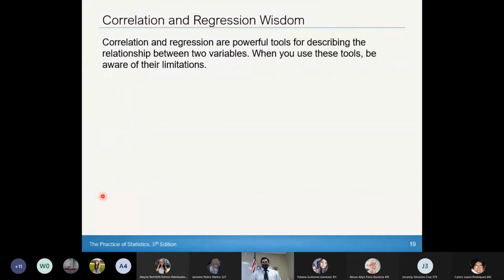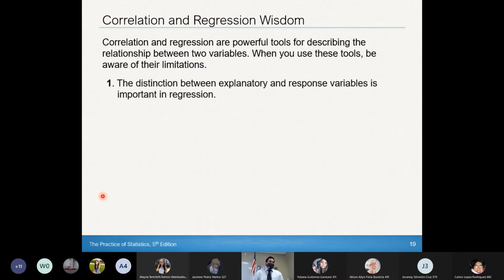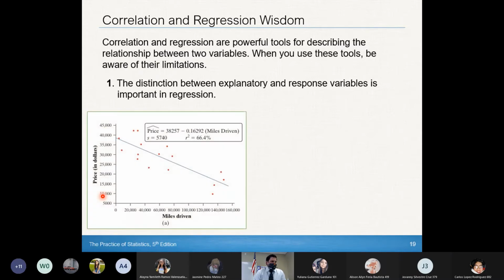So correlation and regression wisdom. Correlation and regression are powerful tools for describing the relationship between two variables. When you use these tools, be aware of the limitations. One, the distinction between explanatory and response variables is important in regression. We have here miles driven versus price, where miles driven is our explanatory variable and price is the response variable.